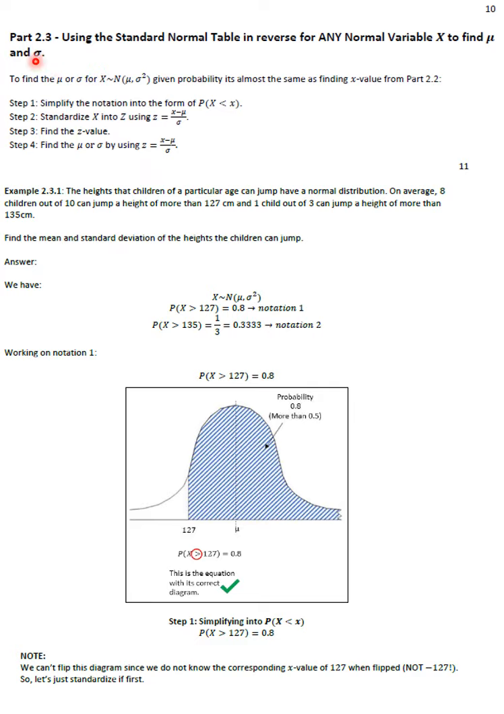So for the last part of today's lesson, we want to find mu and lambda instead, the standard deviation and the mean. So again, this is almost the same as the first and the second part of today's lesson. It's just that instead of x, we're going to find mu and lambda. Everything here is self-explanatory. You can try and read it. If you have any kind of problem, please contact me.